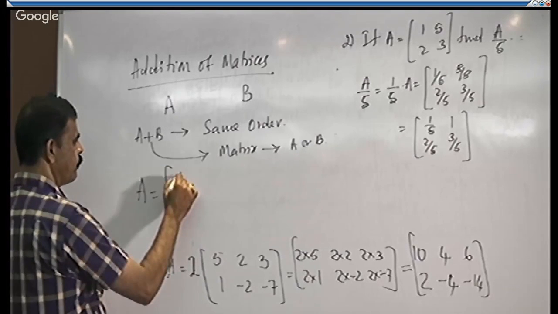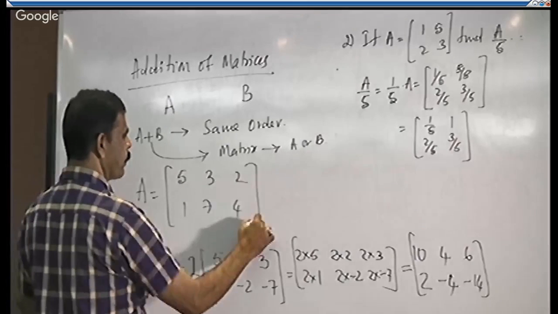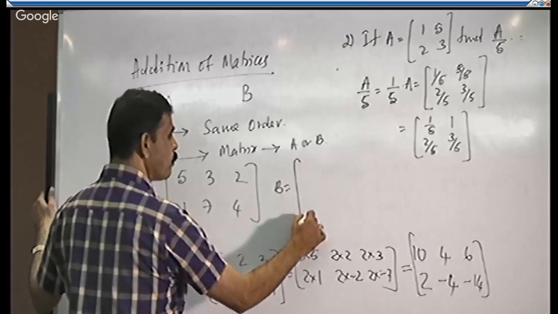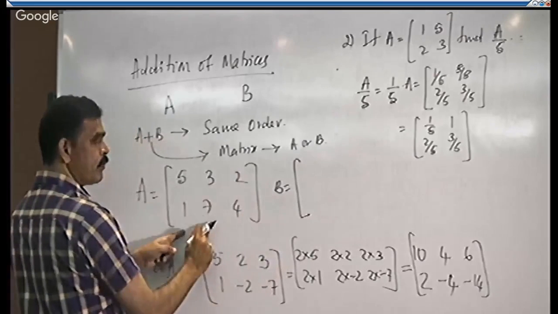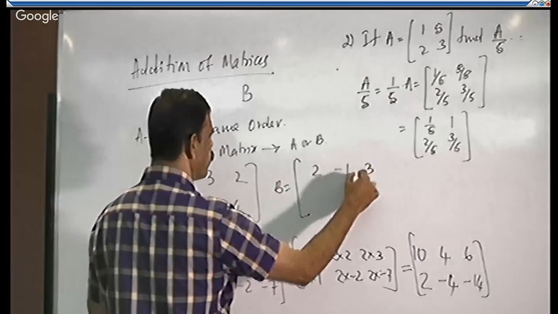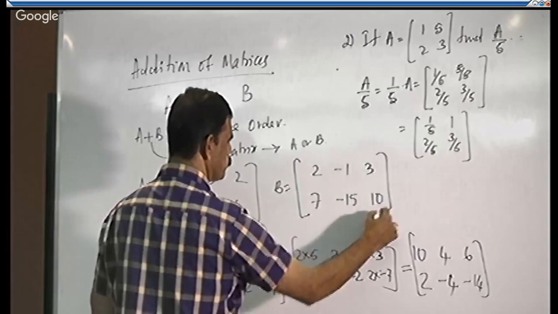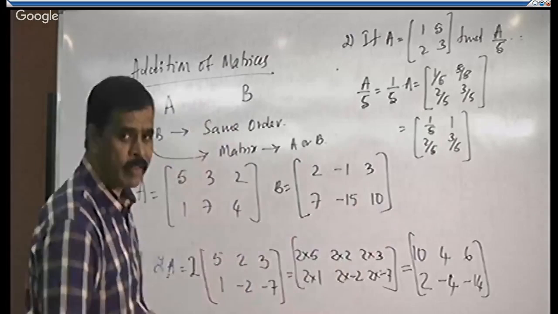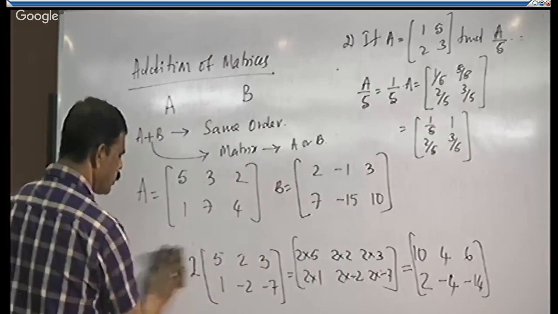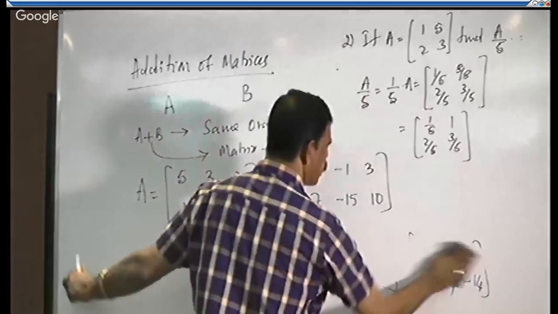Suppose A is some matrix. See the example: 5, 3, 2, 1, 7, 4. B is another matrix. It should be the same order as A only. Elements may be different: 2, -1, 3, 7, -15, 10. Can we add these two matrices? Definitely we can add them, because their orders are the same.